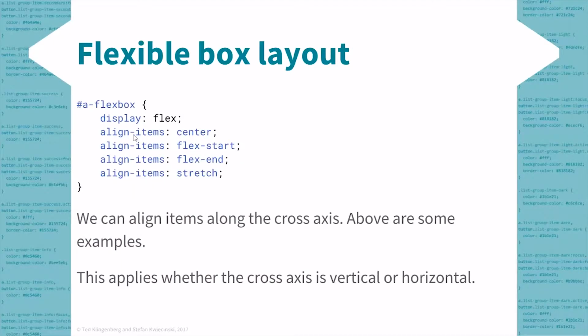And we can set align items to a bunch of different properties. We can set it to center, flex start, flex end. We can even set it to stretch, so it's going to stretch along the cross axis. Now, it's not going to work necessarily if we set the height, but if the height isn't set, then it's going to stretch.